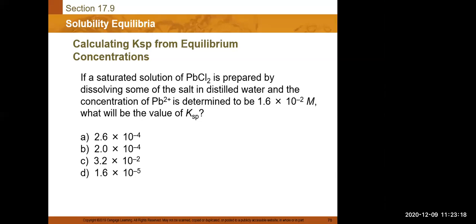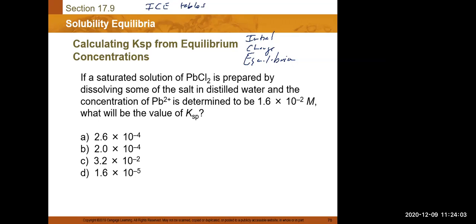So if we look at, say, a problem like this, we wanted to calculate, we have a lead chloride solution made by dissolving some salt in some distilled water. We get a concentration of lead that is 1.6 times 10 to the minus 2. What will be the value of KSP? One way that we typically solve equilibrium problems when we are not given the equilibrium concentrations is we sometimes use an approach referred to as ice tables. ICE stands for initial, change, and equilibrium.